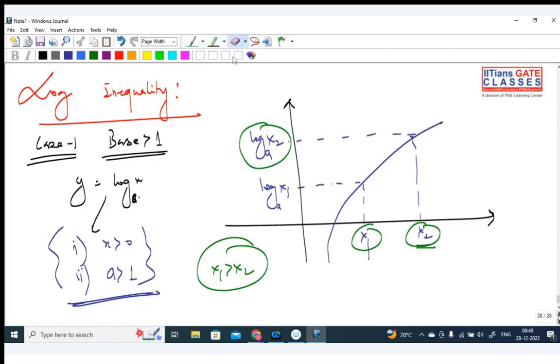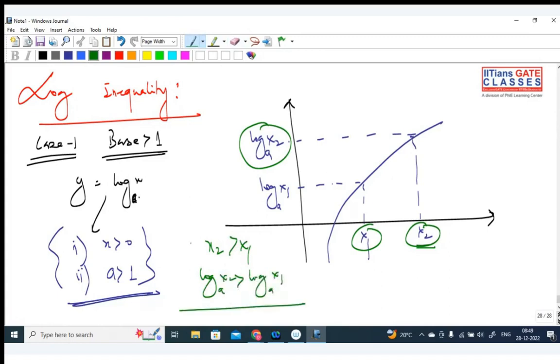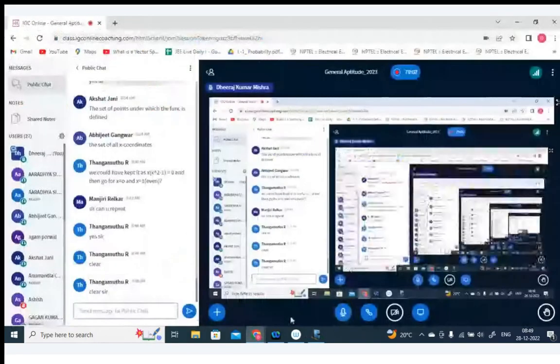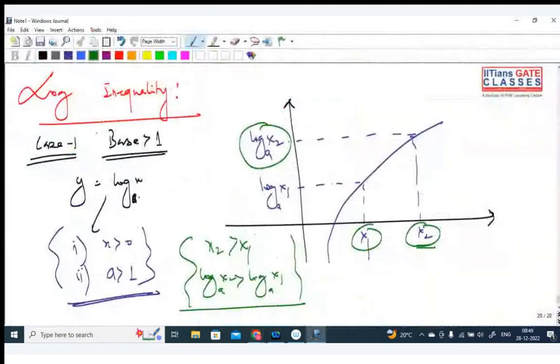If x2 is greater than x1, you can take log of x2 greater than log of x1. Your inequality sign will not change, remember. Your inequality sign will not change if you're taking log on both sides. But suppose this base is less than 1, then what will happen?